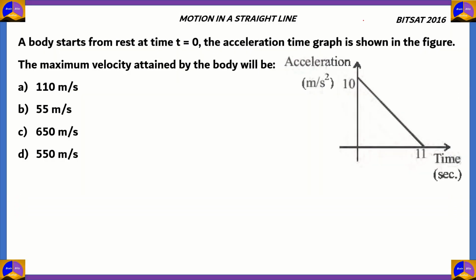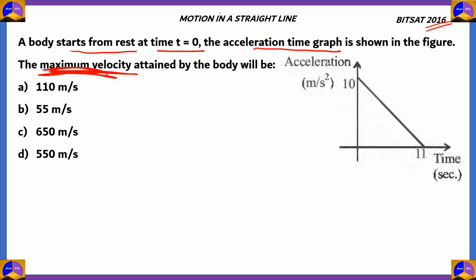Now this is the final question of this episode. This one's again asked from 2016. A body starts from rest at time t equals 0, and its acceleration time graph is shown in the figure. We need to find out the maximum velocity attained by that body. So whether it's 110 meters per second, 55 meters per second, 650 meters per second, or 550 meters per second.